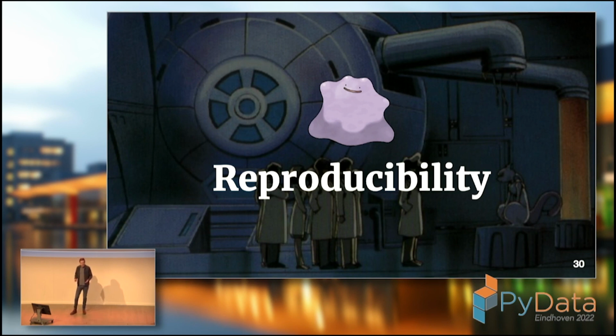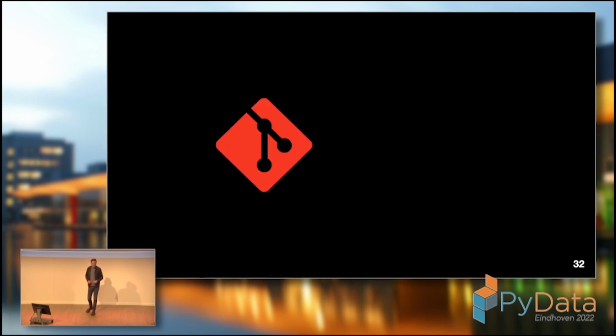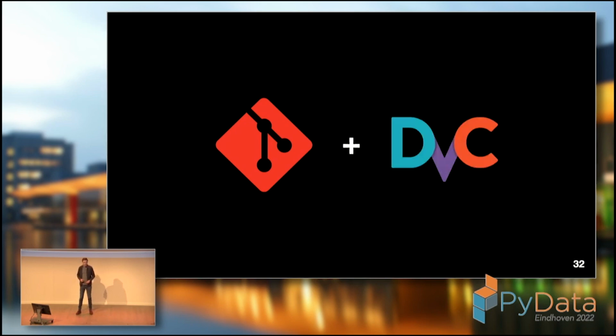So what if we could get that very nice Git-based approach, but use it for our datasets and for our models? And for that, we want to capture each experiment as the combination of 3 separate things. The data that went into model training, the code that we use to train the model, and the parameters at a given point in time. And we can do that. We use Git for the code and for the parameters, everything that's text-based, and we use DVC.